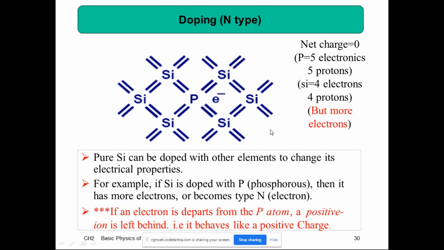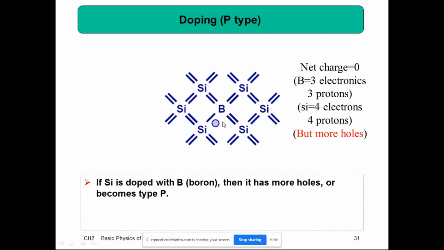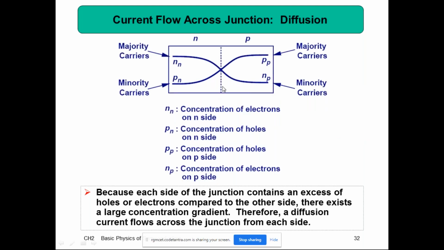Before entering into the detailed analysis, once again I repeat the same slide here. Right, here net charge is equal to 0. Whenever this electron moves to some other place, the resultant one becomes a positive ion and it does not contain any mobile charge carriers. Remember this one, right? Similarly, here also the same. When an electron fills up this hole, it behaves like a negative ion and all covalent bonds are completely filled, no charge carriers. Okay. Now observe here.